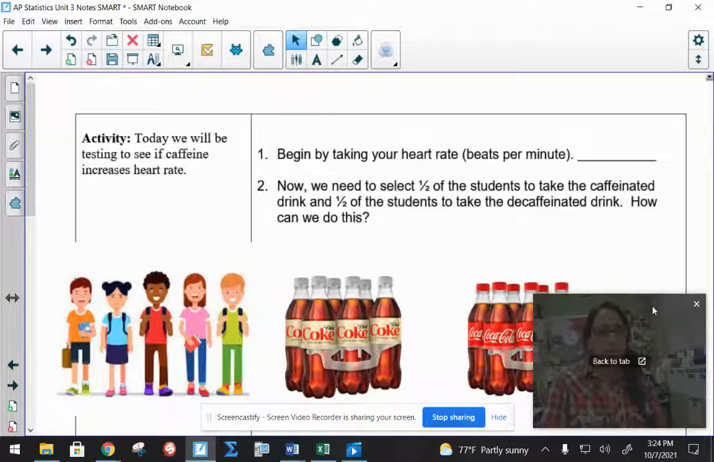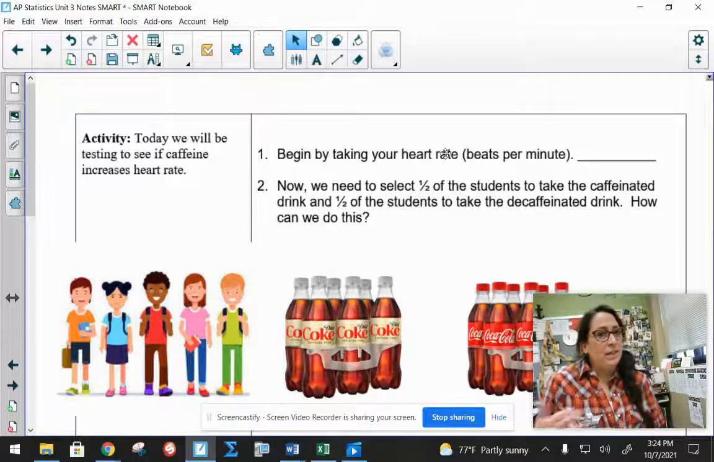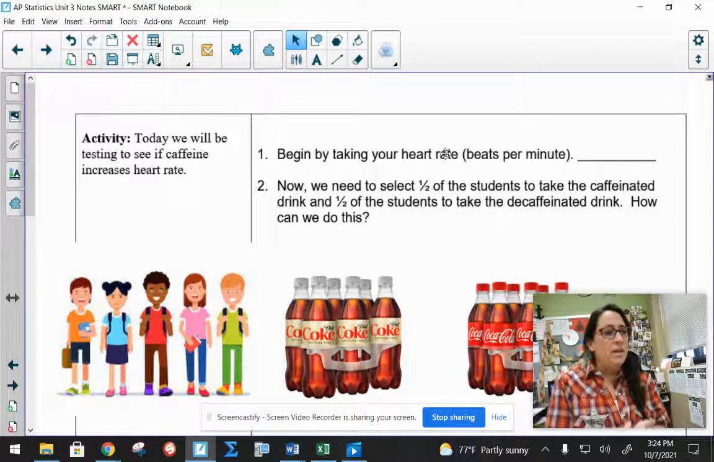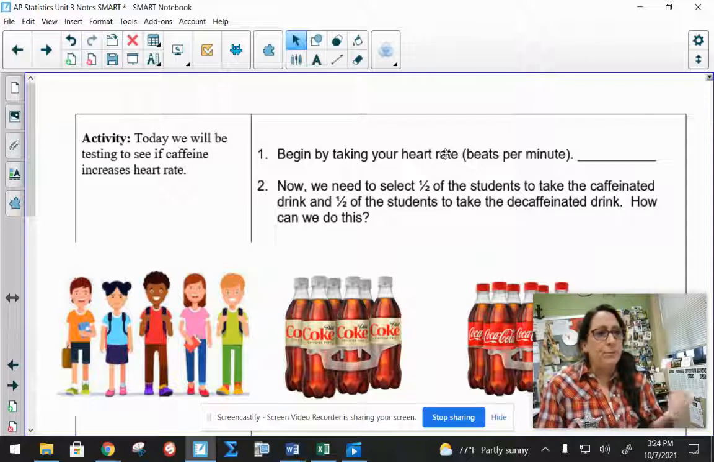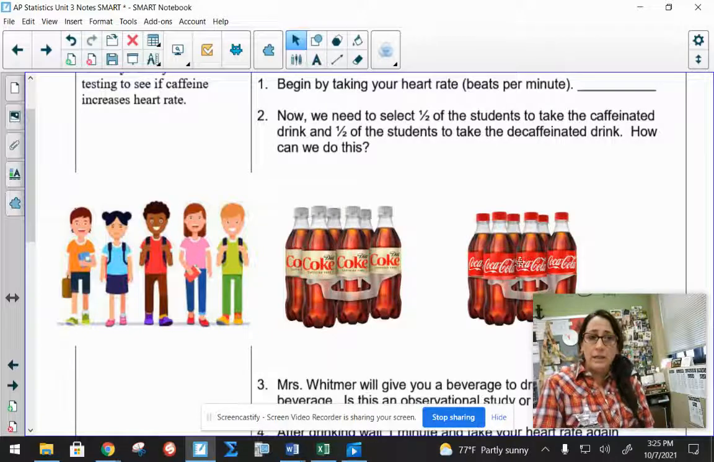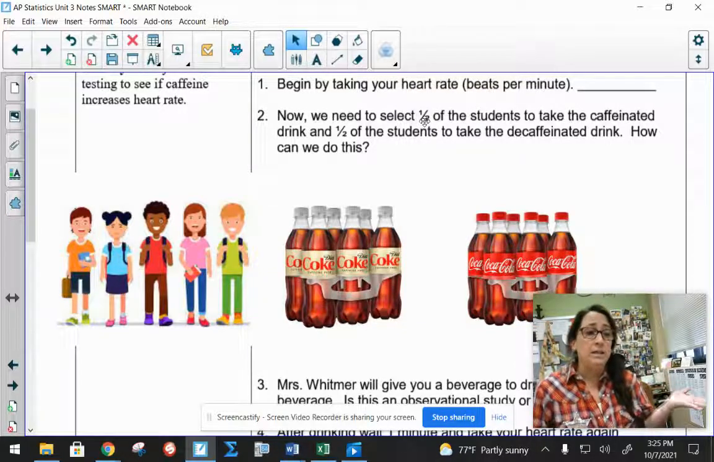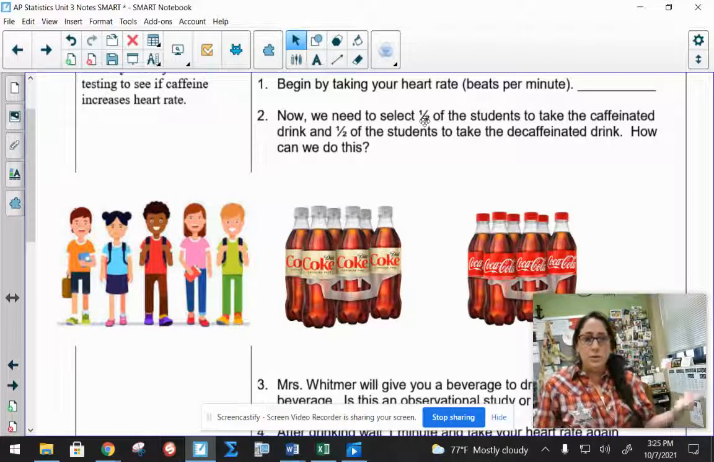I started with an activity where students had to come in and take their heart rate. Some kids didn't even know how to do that, so it was kind of fun to cross over into the different fields and learn that skill. Then I said I had Diet Coke that was caffeine free and regular Coke, and I said I want to do a study here, and I want half of you to drink the caffeinated and half of you to drink the decaffeinated. How are we going to do this?